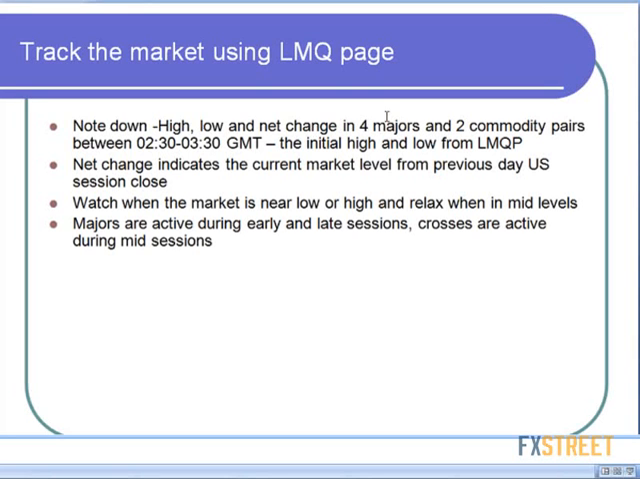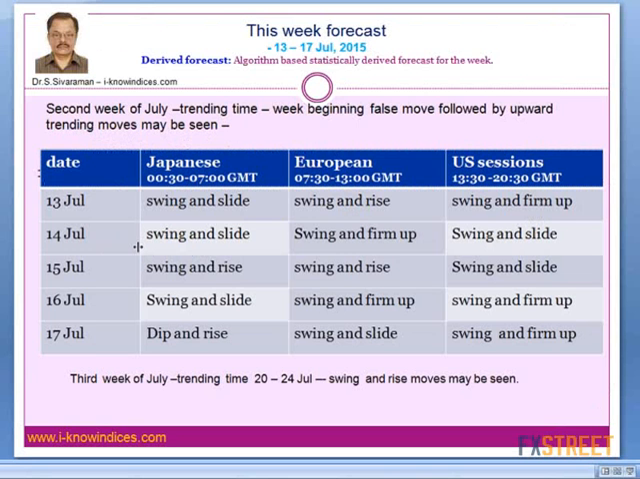So, what we do with regard to the market trading. Before that, let me show you the forecast, what I gave yesterday and also for today. Today is the 14th. So they're expected to make a swing and slide during the Japanese session, followed by a swing and firm up move during the European session. So we can do the buy and sell trade, buy near the low when the low is not been breached, and then we can book profit by late European session when they firm up.